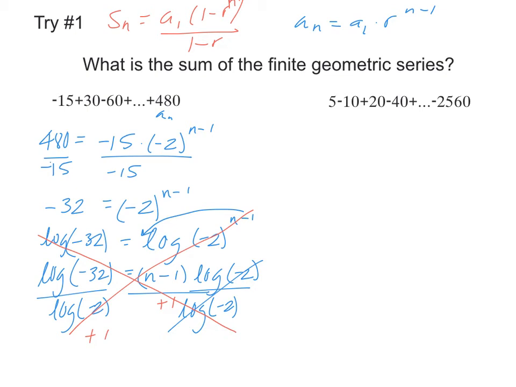Alright, so at this point, negative 32, if I got a common base of negative 2, it's really negative 2 to the 5th, and this is already written as negative 2 to the n minus 1. At that point, if I get rid of the common base, I'll have 5 equal to n minus 1, and if I add 1, we'll get n equals 6.